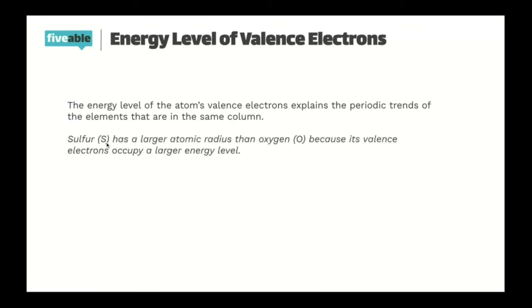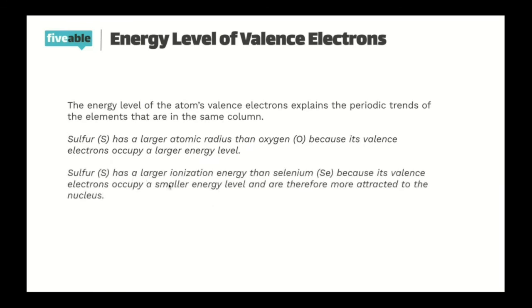So let's go back to our friend sulfur. Sulfur has a larger atomic radius than oxygen, and we know this just due to the fact that it's further down on the periodic table compared to oxygen. However, why is sulfur bigger? Why does it have a larger radius than oxygen? Well, because its valence electrons occupy a higher energy level. If energy level is describing the distance of the electron from the nucleus, then if your valence electron is further from the nucleus compared to oxygen's, right, then you're just going to have a larger atom.